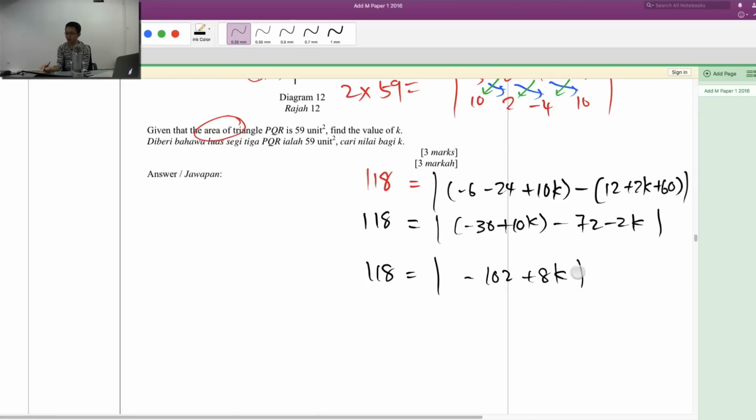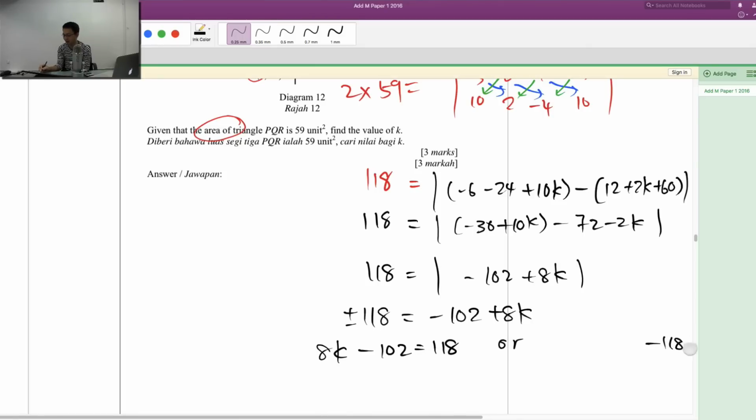If you move the modulus to the other side, you'll get positive or negative 118 equal to negative 102 plus 8k. But in this case, I will ignore negative 118. Why? Because this is area, it can't be negative. So I will say 8k minus 102 equals 118. This one equals negative 118, but ignore this one, because area can't be negative.